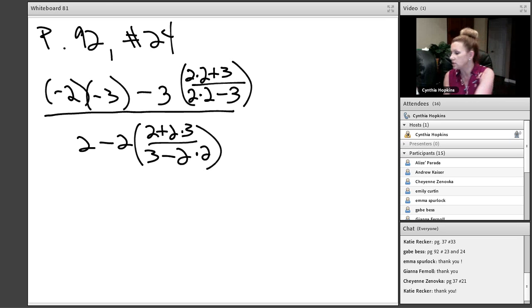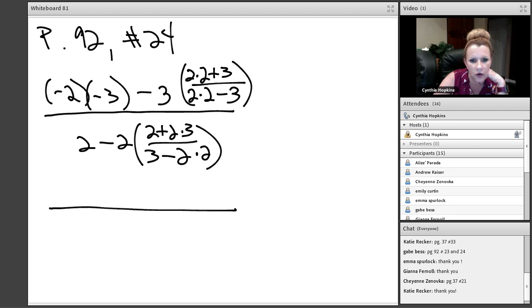Okay, so I want to talk about that 2 minus 2 in the denominator. Do not subtract those and say, oh, it's just 0. No, it's not. This is 2 minus 2 times that quantity. Okay, you have to do your parentheses first. Okay, in the numerator, I am going to multiply my negative 2 times negative 3. That's positive 6. Then I'm going to go minus 3, and then I'm going to simplify this fraction.